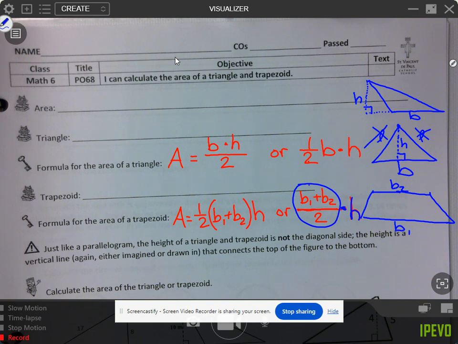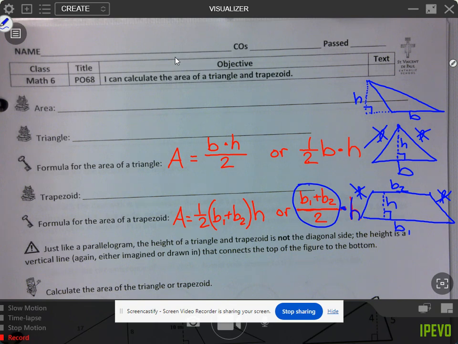When it's connecting the base 1 and base 2. Remember, just like with our triangle, just like the parallelogram, we want to go straight down between base 1 and base 2, make that right angle. That is our height. No slanty sides. They give you those numbers, cross them off. We only need those numbers for the perimeter if we want to find how far it is around the outside. That's the only time we use the slanty sides is perimeter.